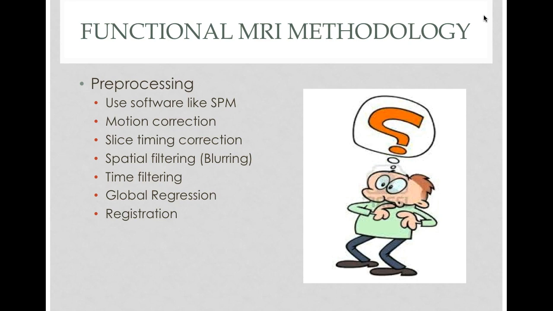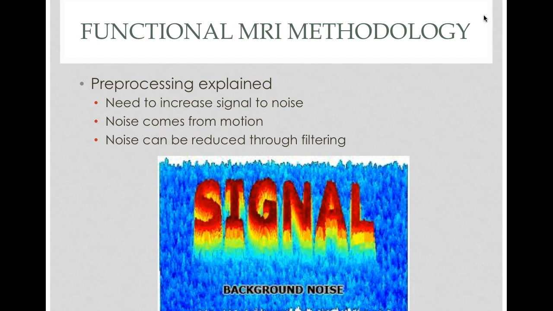You'll typically use a software like SPM or AFNI, and you'll do things like motion correction, slice timing correction, spatial filtering. You've probably heard blurring referred to, time filtering, and global signal regression and registration. These are all really complicated terms that essentially are getting the noise down or the signal up. You're trying to increase your signal to noise ratios. You have some useful stuff and some just completely useless information in your signal.